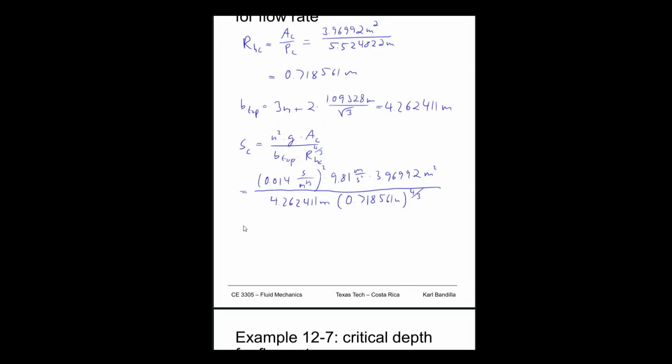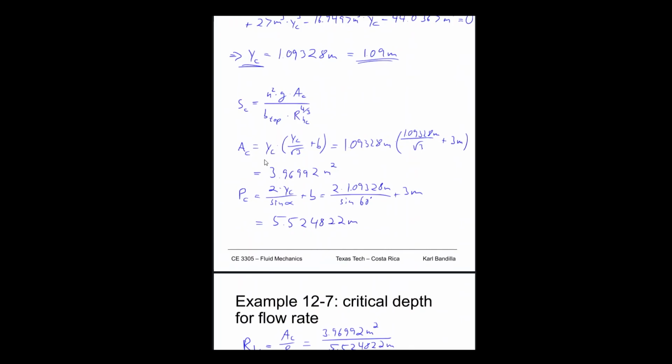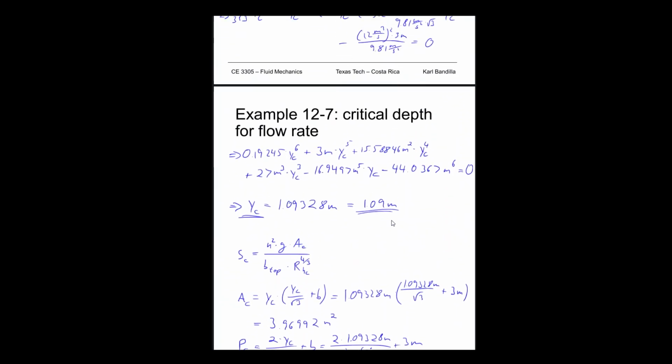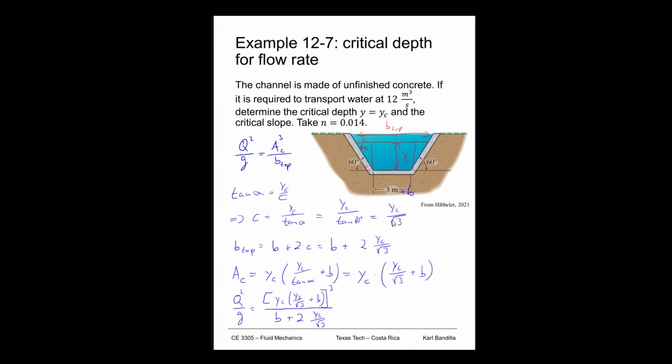So that means, if we put the numbers in the calculator, we get 0.00278, or 2.78 times 10 to the minus 3. That would be our critical slope. And we also calculated what the critical depth was. And so with that, we have answered all the questions for example 12.7.